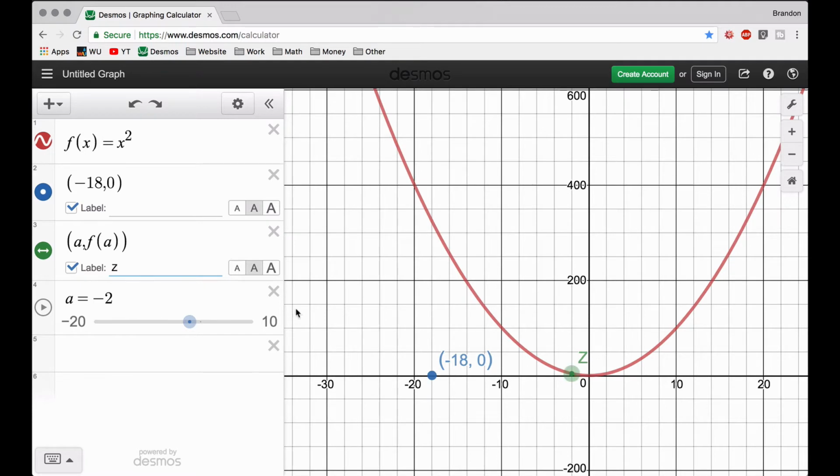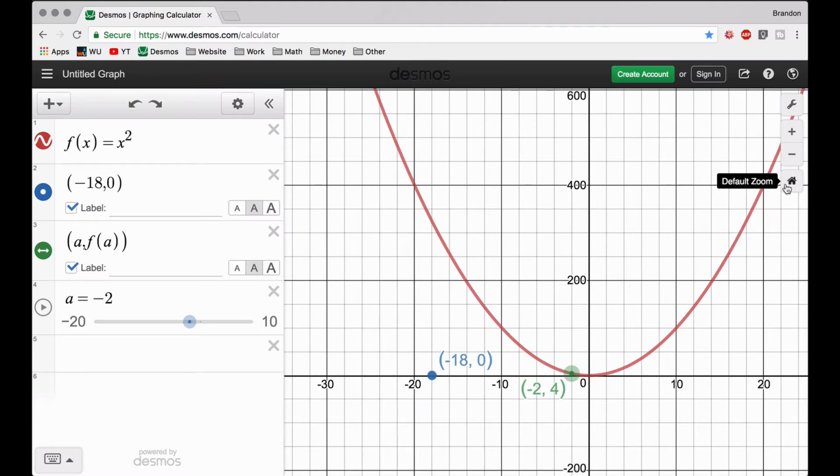And if we look, this is the location of (-2, 4). And I'm just going to cut off the z so that you can see that's where (-2, 4) is. It does not look like it's the closest point to (-18, 0), but it is. And the reason why that does not look like the case here is because of our scale. Our x scale is different than our y scale, so that can throw things off.